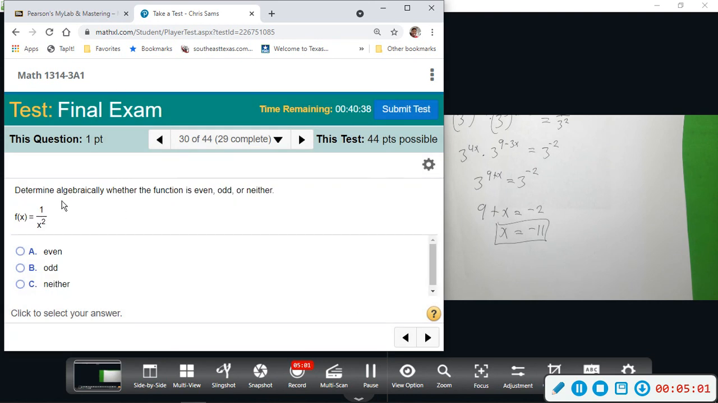Alright, this one wants us to determine algebraically whether the function is even, odd, or neither. So even, odd, or neither refers to the type of symmetry it has.